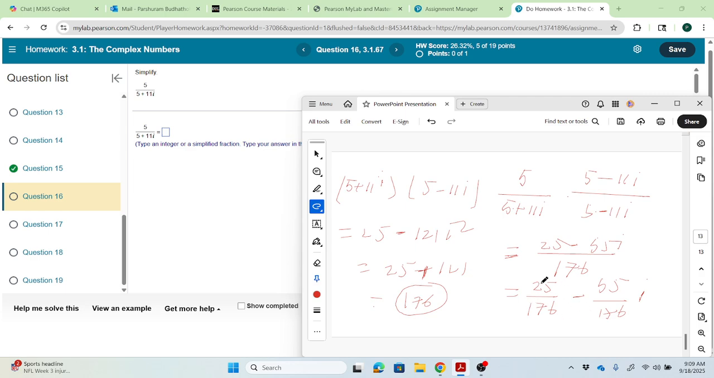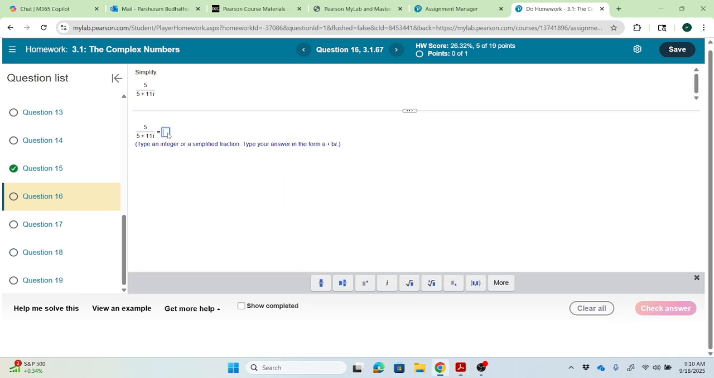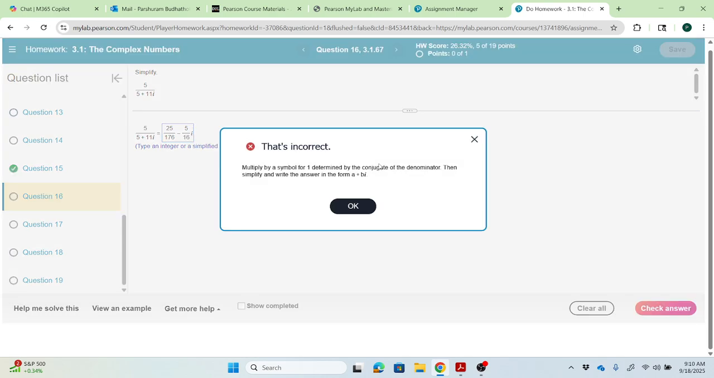Simplify the fraction 25 over 176. Do you see any common factor here? 5? No. Here, 5 and 11. Yes, 11 times 5 is 55. 11 times 1, 11 times 16. So it's 5 over 16. You can simplify this part. So the answer for this one is 25 divided by 176, there is no common factor, so no simplification, and 5 over 16 i. So that is the simplified version.